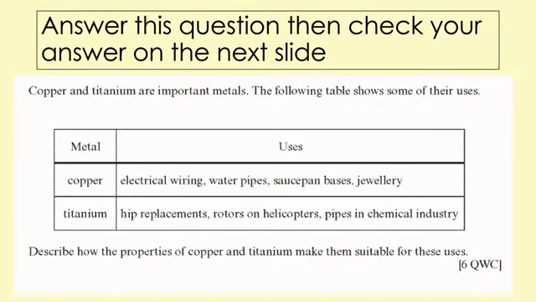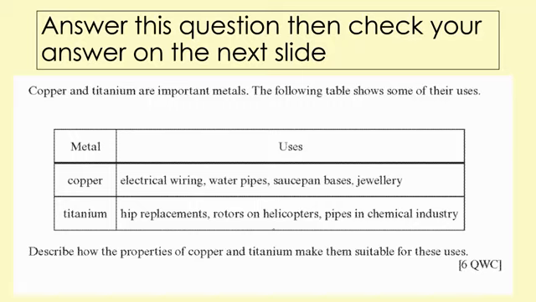Okay, the next question's a bit more detailed. So this is a 6-mark question. So it's asking you to compare copper and titanium. It's got their uses there, and then you've got to describe how the properties of copper and titanium make them suitable for these uses. So pause the video, and then we'll go over the answer on the next slide.